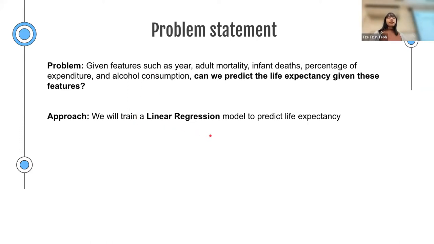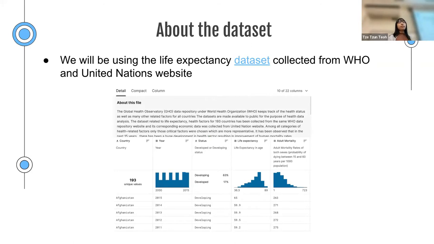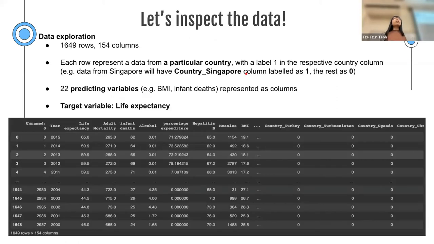Okay. So for any machine learning project, what we need is the data set to start off. For today, we are going to use this data set from WHO and United Nations. If you are interested in the data set, you can always access this link in the slide, as well as in the notebook that you'll be using later on. Okay, so what we are going to do now is to go back to our notebook.